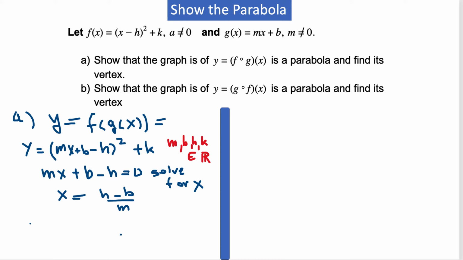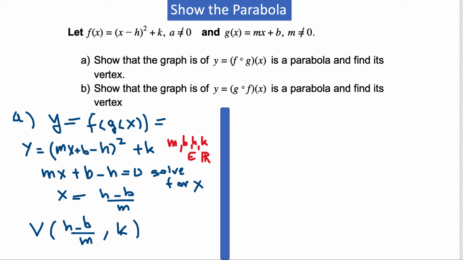Now the vertex is going to be this way: the x coordinate is (h minus b) over m, and the y coordinate is k. They can be any real numbers and they can be combined, and when we divide we find one real number. So we found the vertex, and this equation represents the equation of the parabola.